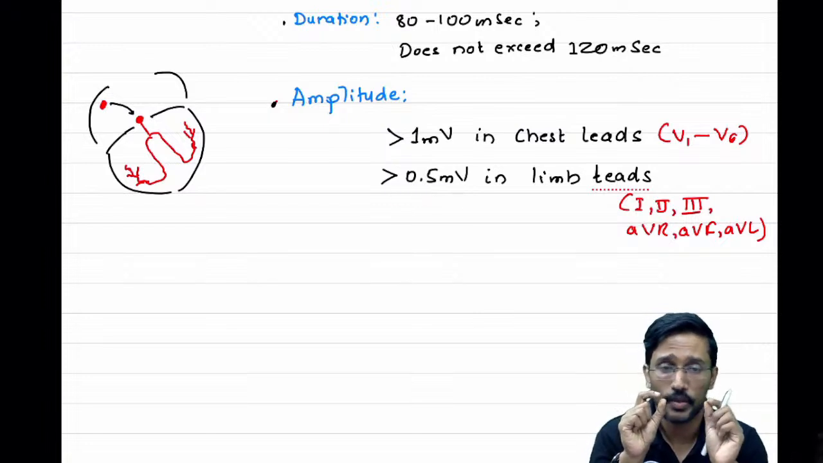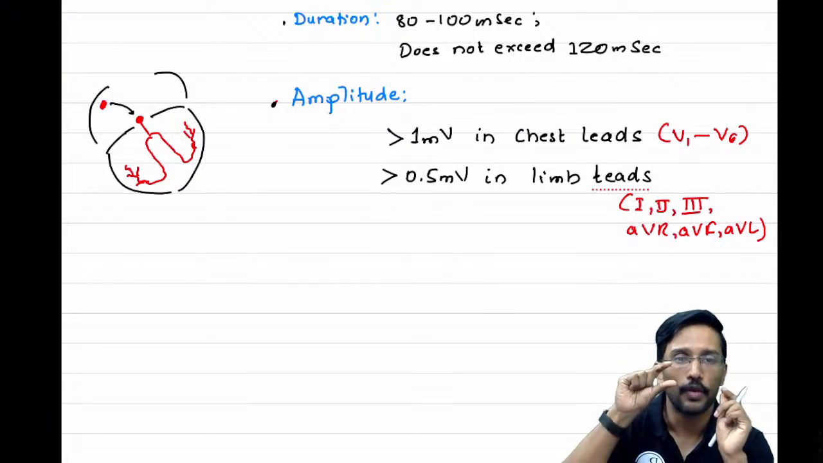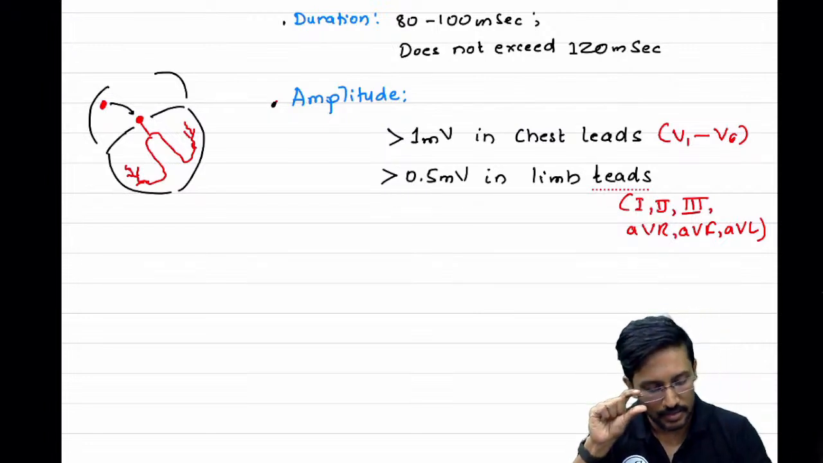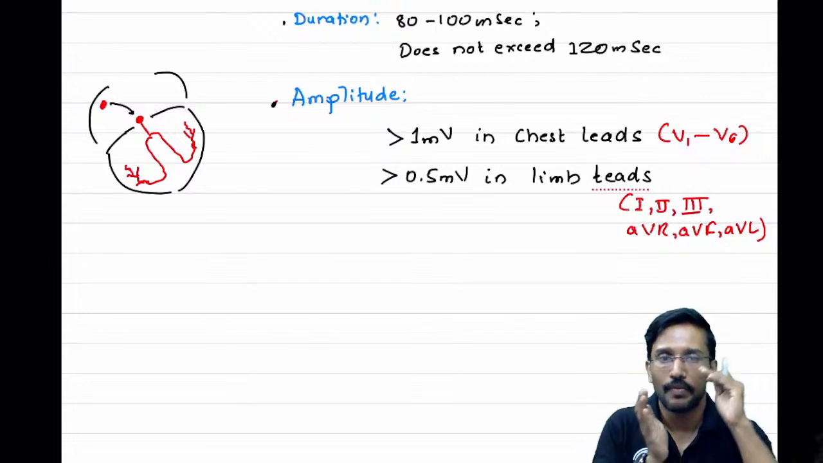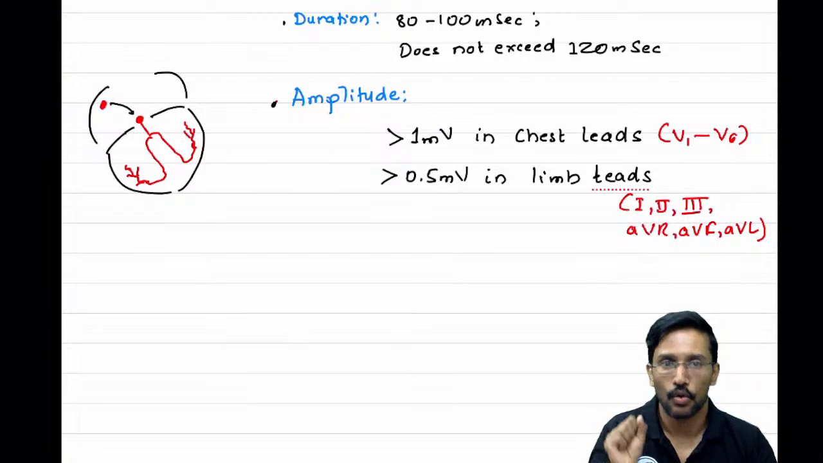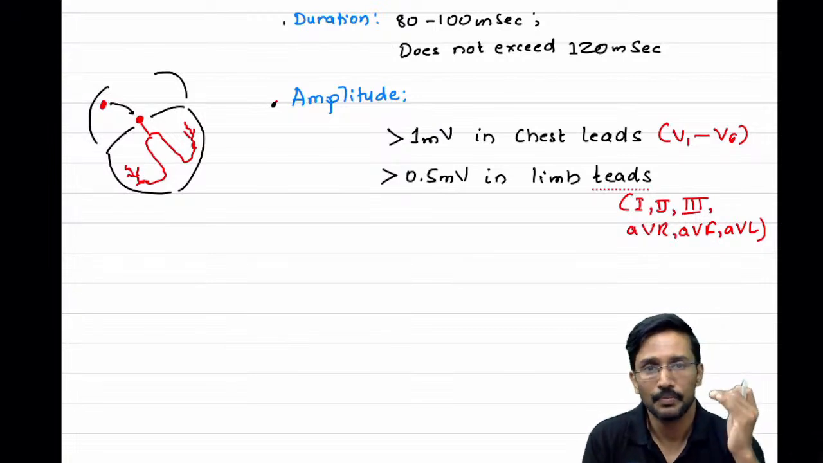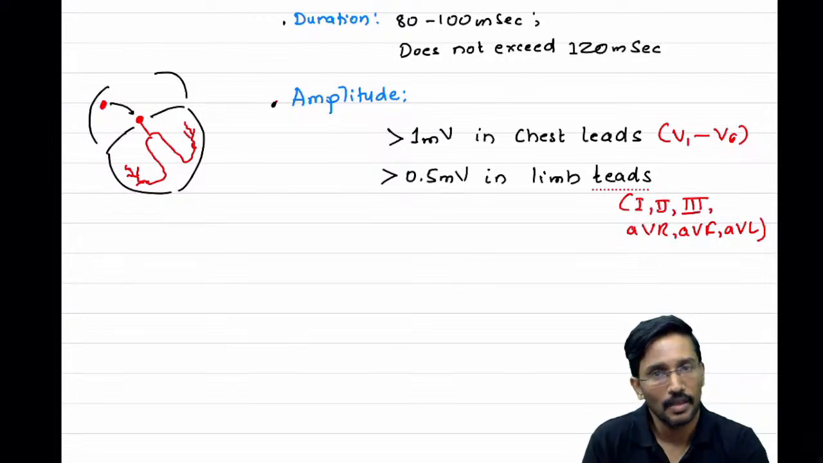Remember, one small square is equal to 0.1 millivolts, meaning 5 small boxes. And in the chest leads, 10 small boxes or 2 large boxes. If it is less than this, we will say low QRS amplitude. If it is more than this, we will call it high QRS amplitude.